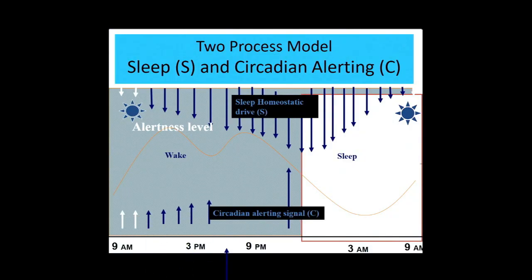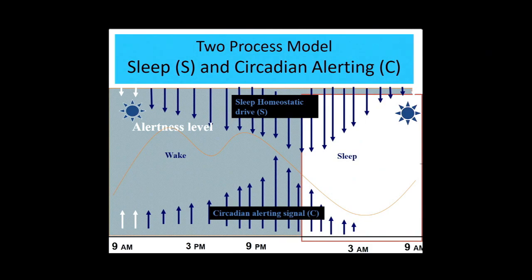If we go throughout the day, there are two major processes that are competing here. One is called sleep, and one is called the circadian alerting signal. At the top is the sleep, what they call homeostatic. That is, the longer you've been away from sleep, the sleepier you are. Your brain really has this need to sleep.